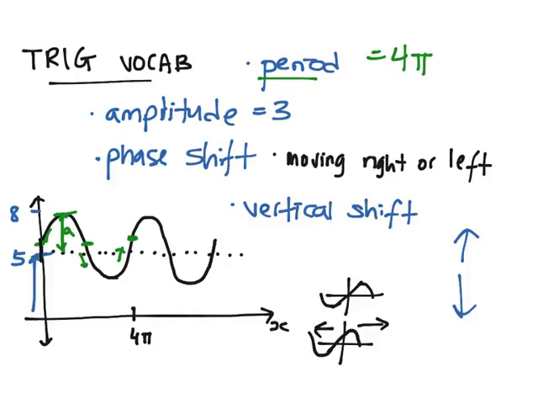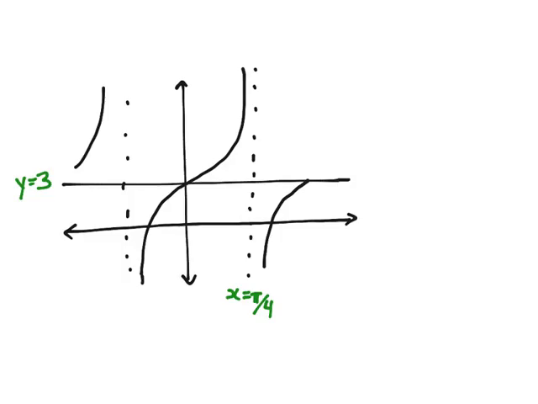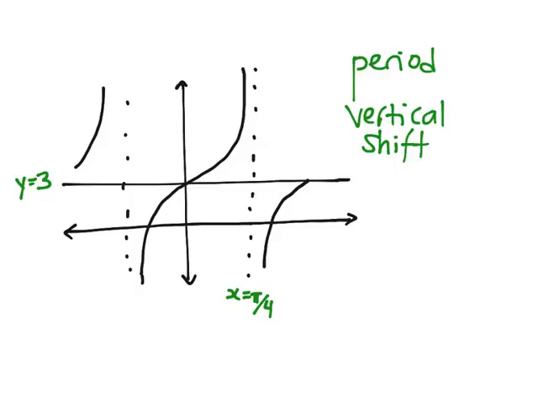In the next lesson, we'll figure out how to find all of these values from looking just at the function itself. Let's try a quick example. Here's our graph. It appears to be a graph of our tangent function. Let's try to find the period and the vertical shift and the phase shift for this graph. Try this on your own now.